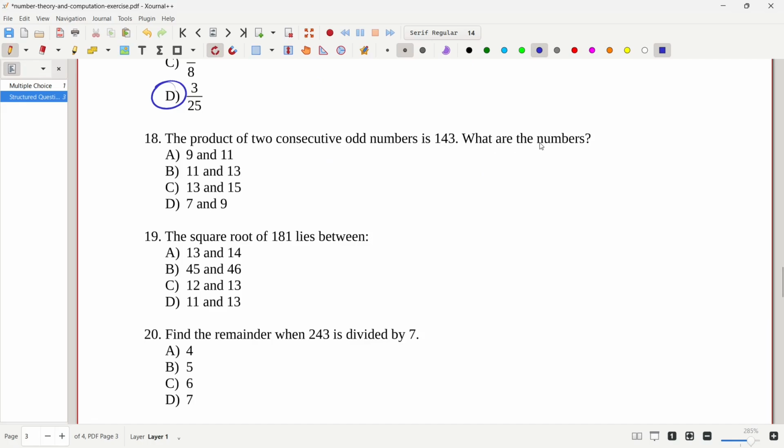The product of two consecutive odd numbers is 143. What are the numbers? Okay, well, I would just usually multiply these out. It will take too long if I were to go about another method and simply solve and determine these values. It will take long, and it will be a little bit tedious, right? So you can solve this using algebra, or you can just use trial and error.